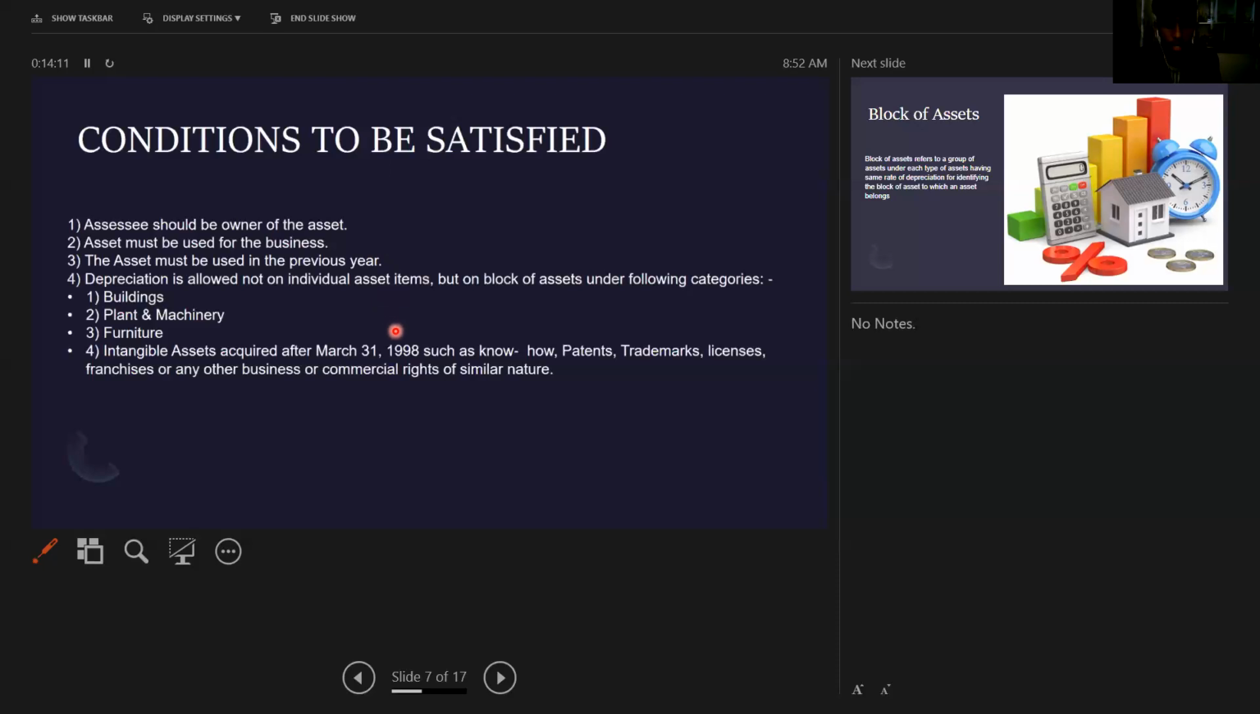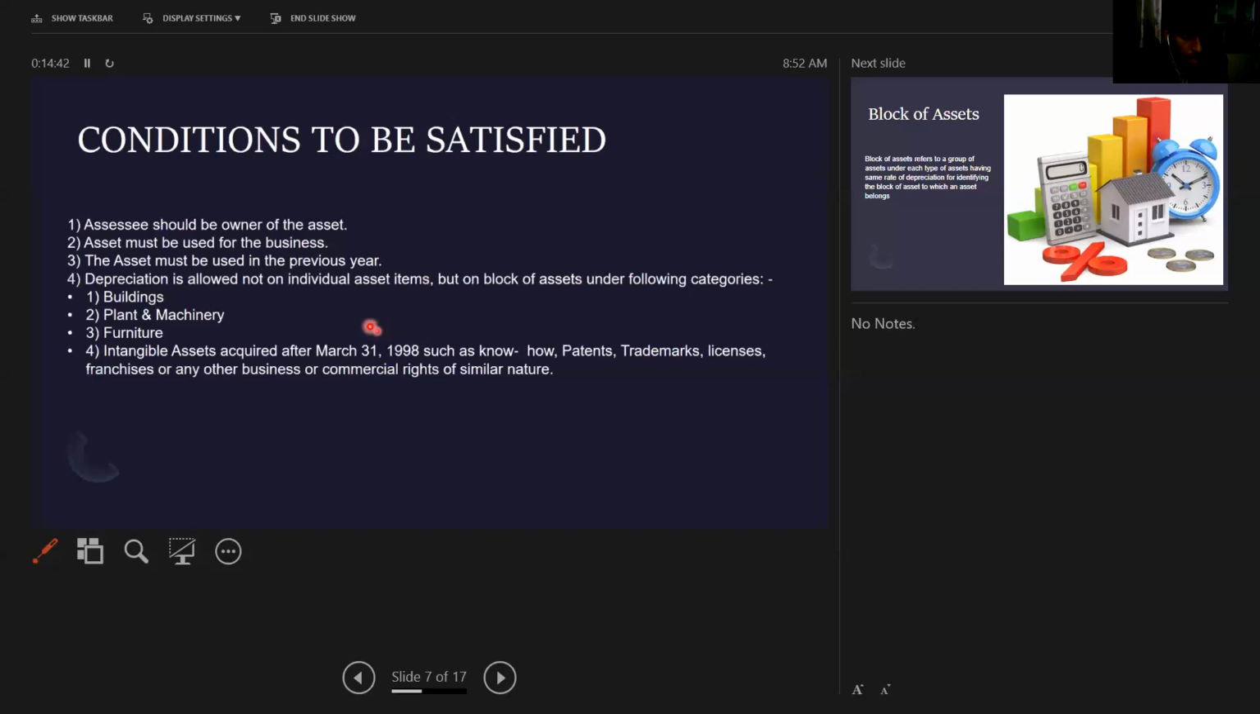You're the owner. The reason why I'm telling this is so that in future someone should not come and snatch it from you. So if you're not the owner, for example, you're the lessee of the building, you can't claim depreciation. Or if you have hired a plant and machinery on rent, you cannot claim depreciation for the machinery also. So the asset should be wholly owned by the assessee.